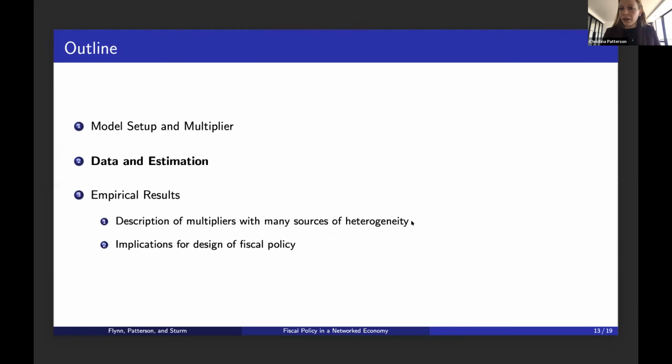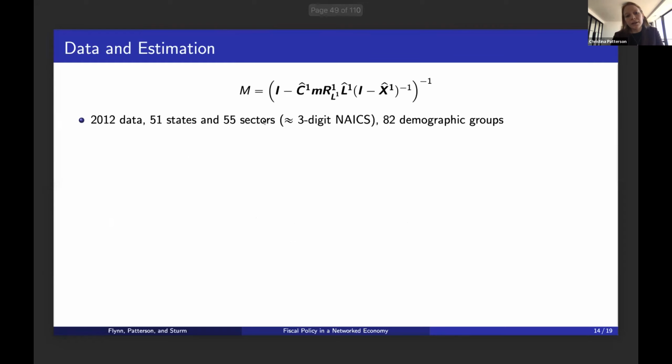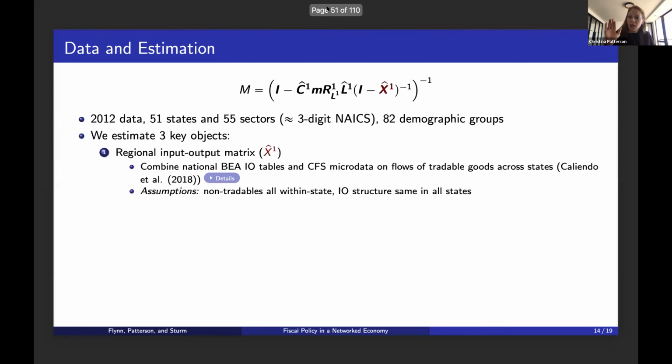Okay, so with that, we're ready to jump into the data and explore which dimensions are most important empirically. So remember, there's this sufficient statistic that we derived for the generalized income multiplier. We're going to estimate this in 2012. We're going to have data from 51 states, 55 sectors, and 82 demographic groups that are the combination of income, age, gender, and race. And to do this, we need to estimate 3 key objects, which I'll just talk about at a very high level. The first is this regional input-output matrix here.